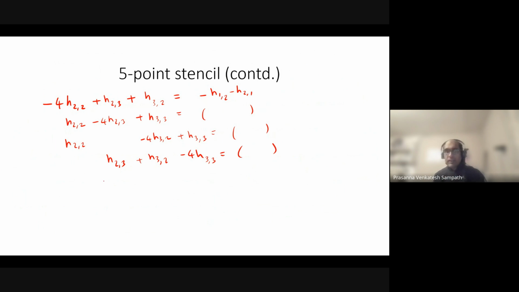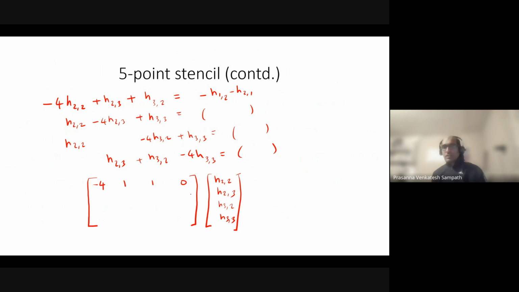So I will write it like this. Just watch what we do. So -4, 1, 1, 0. These are the coefficients of the terms. The terms will be h of 2 comma 2, h of 2 comma 3, h of 3 comma 2, h of 3 comma 3. So in the first equation, there is no term h of 3 comma 3, therefore the coefficient for that is 0. The remaining terms have corresponding coefficients.